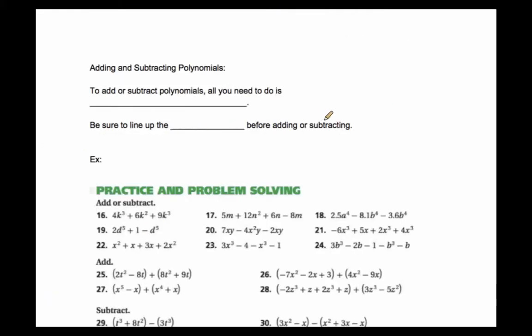All right, now we're going to move on to actually adding and subtracting these polynomials, which is really pretty simple. To add or subtract polynomials, all you need to do is combine like terms. Okay, be sure to line up the like terms before adding or subtracting.